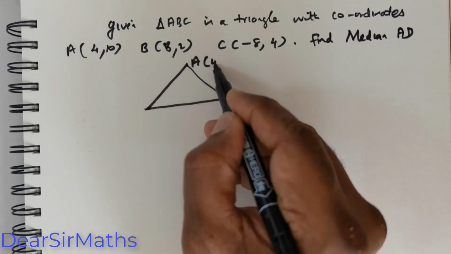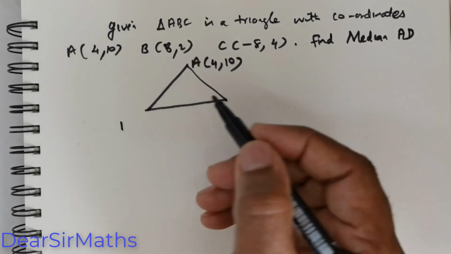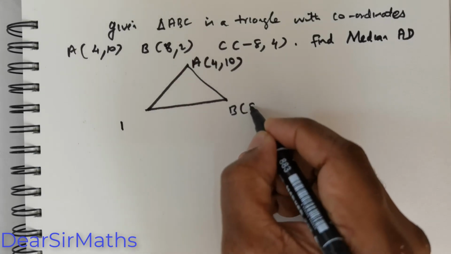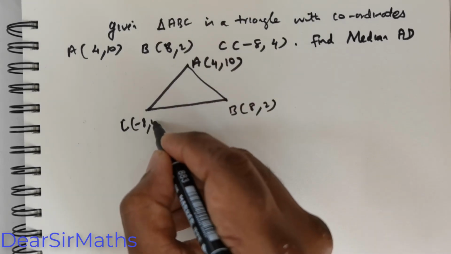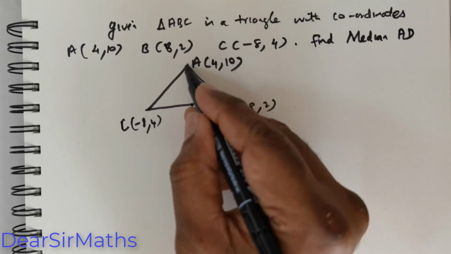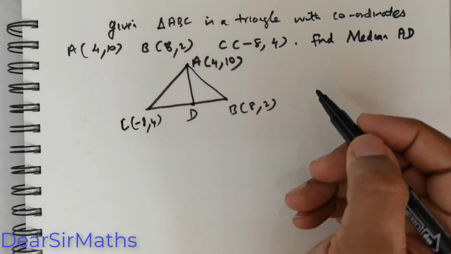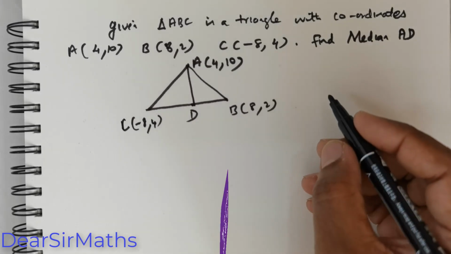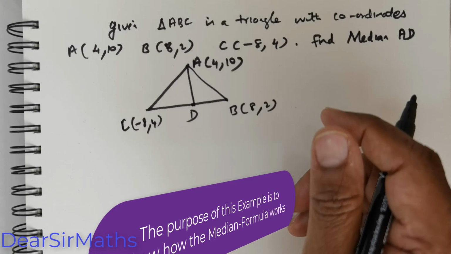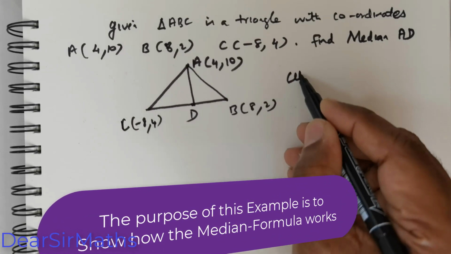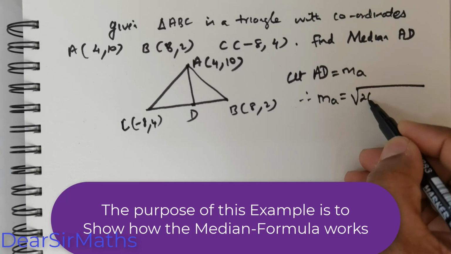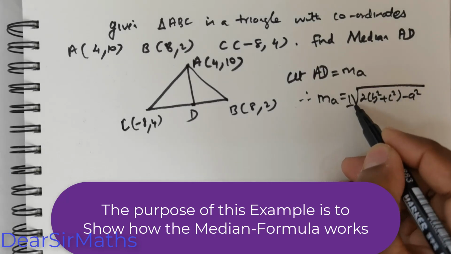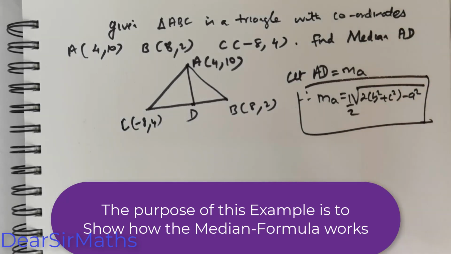Let me briefly draw the triangle. You've got A passing through (4, 10), B passing through (8, 2), and C passing through (-8, 4). If D is the midpoint, we are expected to find AD. I will be utilizing the formula that we have derived. What is the formula? Let AD be equal to m suffix a. Therefore m_a is equal to 1 over 2 times the square root of 2 times (b squared plus c squared) minus a squared. This is what we need to apply.